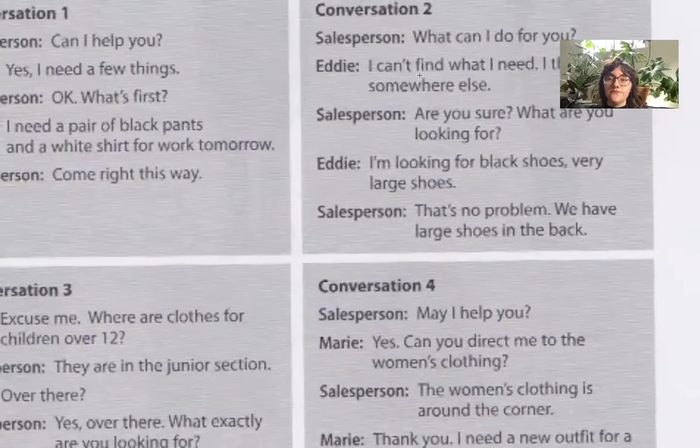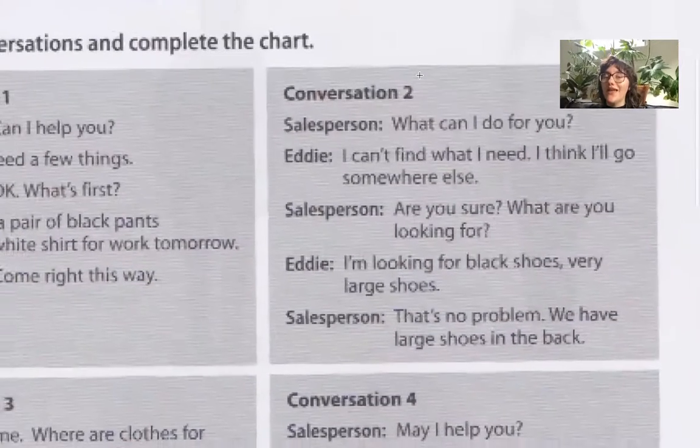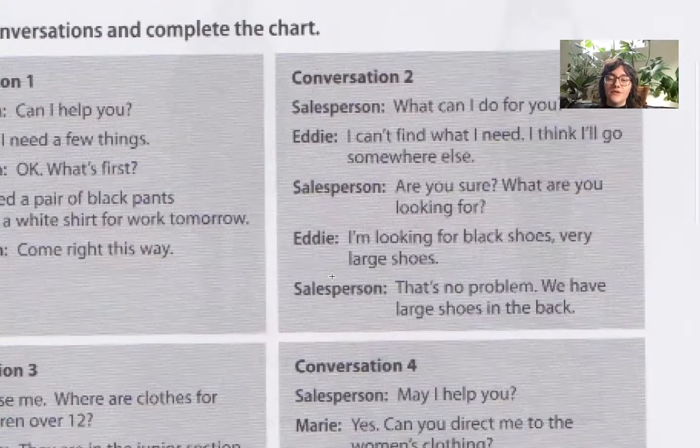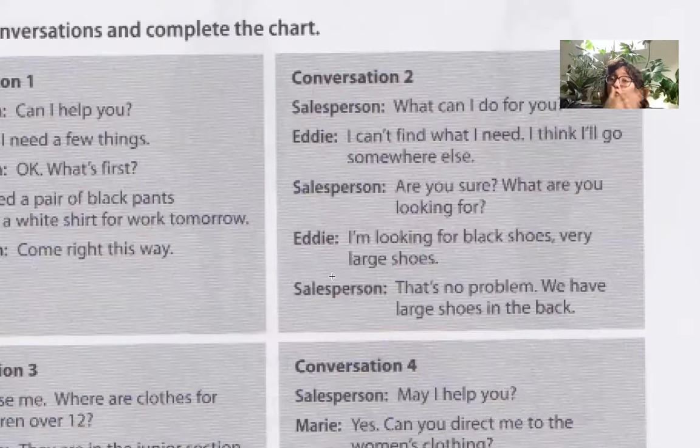All right, now the next one, let's try and figure out what Eddie wants. It says, salesperson, what can I do for you? Eddie says, I can't find what I need. I think I'll go somewhere else. Salesperson, are you sure? What are you looking for? Eddie says, I'm looking for black shoes, very large shoes. So he's talking about size, very large shoes. The salesperson says, that's no problem. We have large shoes in the back. So what is Eddie looking for? He's looking for black shoes. That's the color, but he's also looking for the size, large shoes.